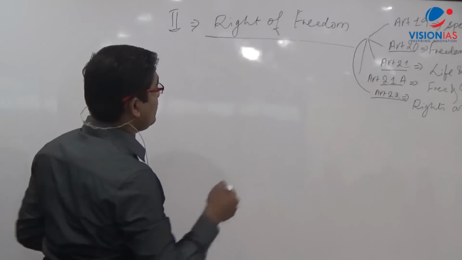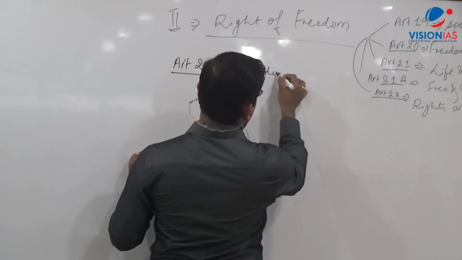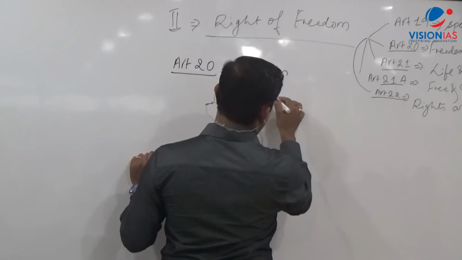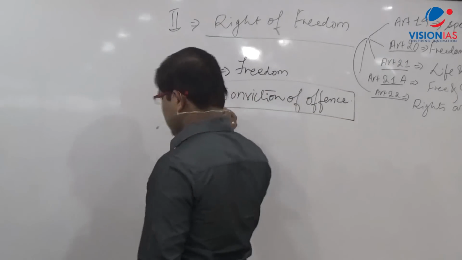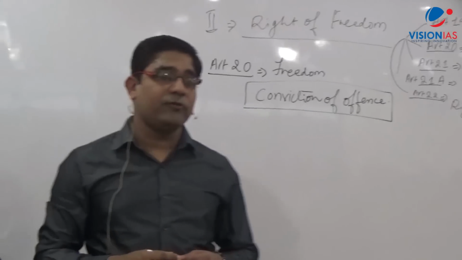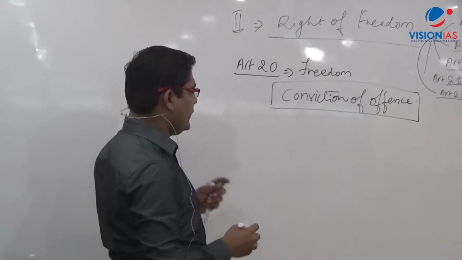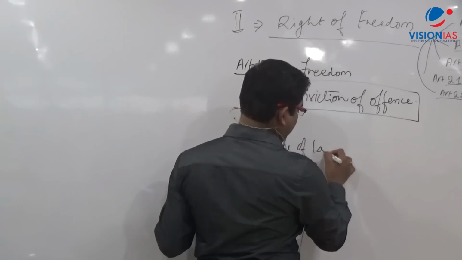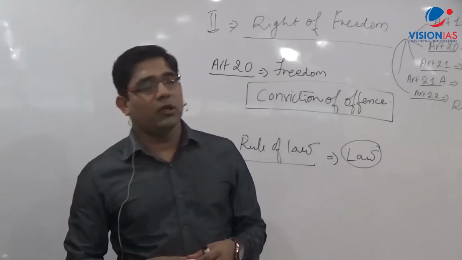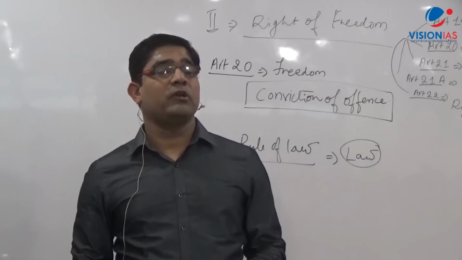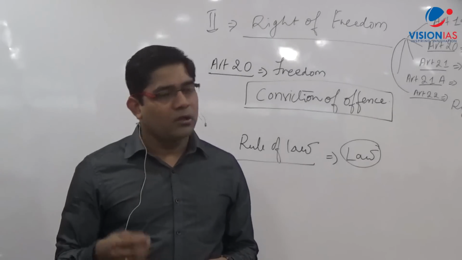Now let's take Article 20. This is a freedom with respect to conviction of offense. Now see, this right is with respect to protection from arbitrary punishment. Yesterday we discussed something called rule of law. What is the meaning of rule of law? Everything will be determined as per the law or as per the constitution. The opposite is that nothing will be based on the arbitrariness, whims and fancies of the person who is holding the power.